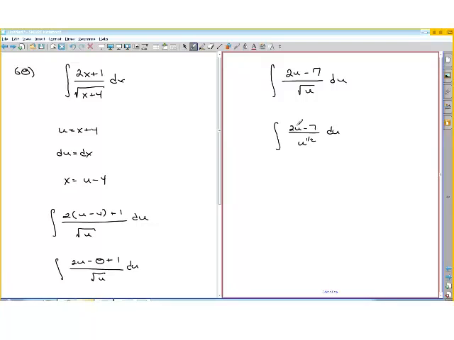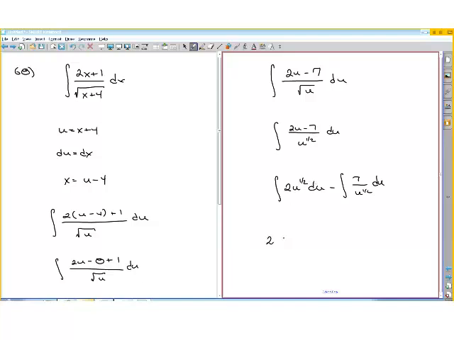So this is u to the first power. So when you have u to the first power divided by u to the 1/2 power, the result is u to the 1/2 power. So we get 2 times u to the 1/2 power from this fraction. Our second integral is going to be negative the quantity 7 divided by u to the 1/2 power. So we have the half power in the denominator, and in the second part the half power in the numerator.